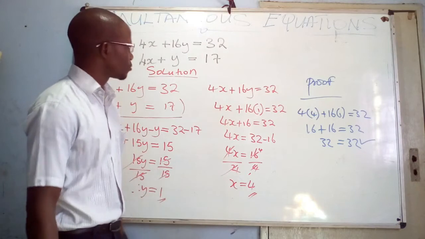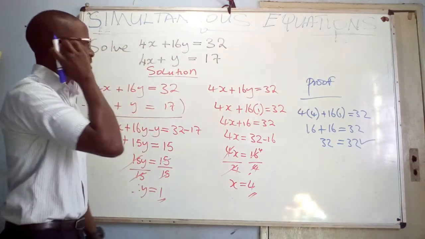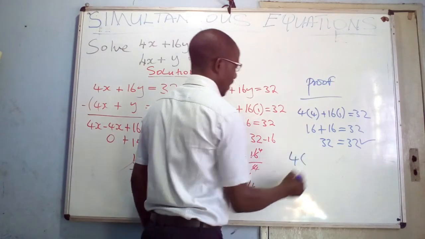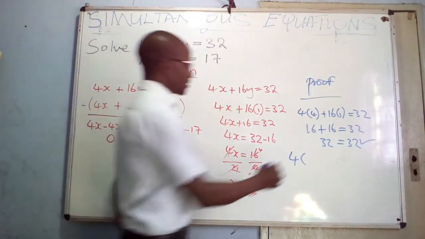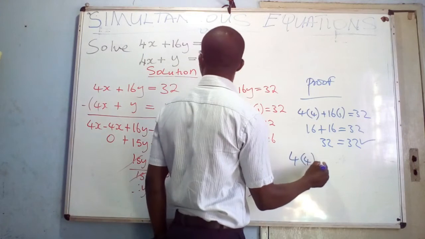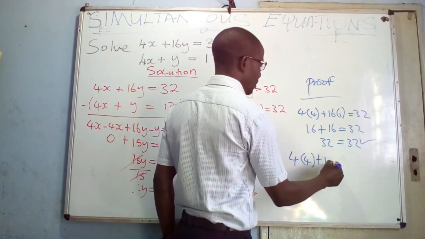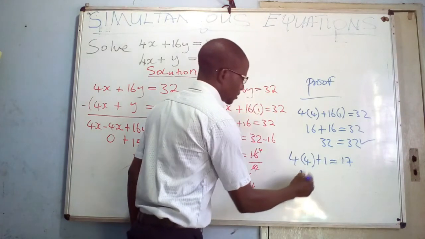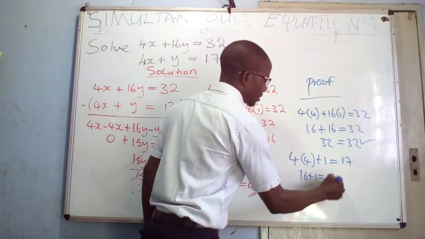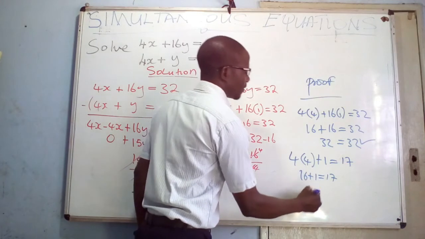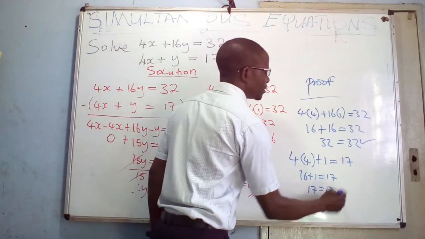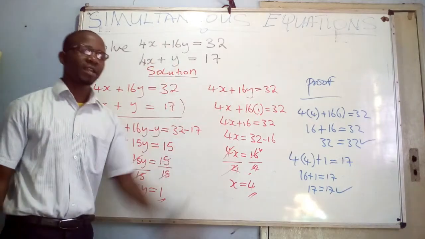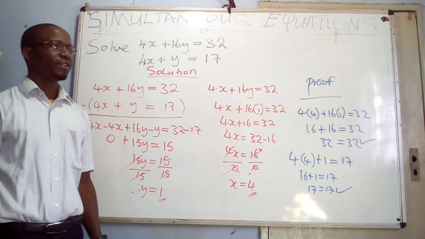We can even choose to pick the second equation. We say 4 times x. Our x is 4, then plus y. Y is 1, is equal to 17. So this is 16 plus 1 equals 17. 17 is equal to 17. Equally, this is also balancing. This is convincing enough that our calculations are very correct.